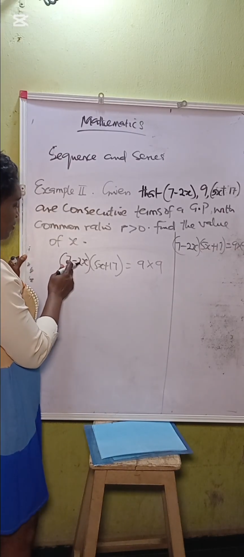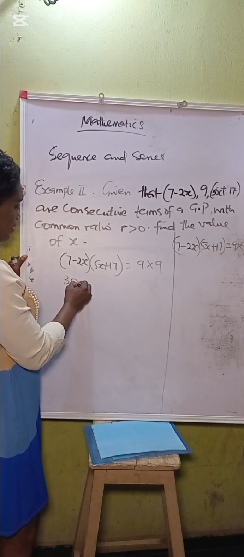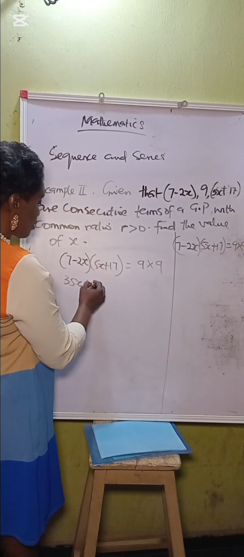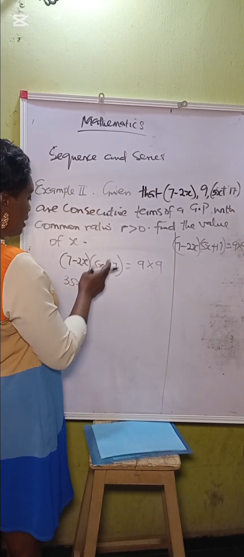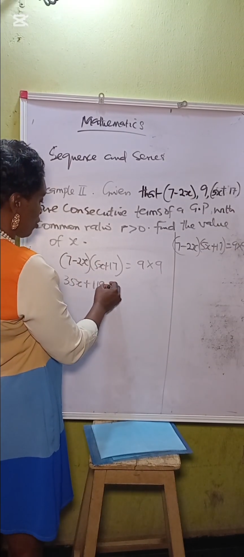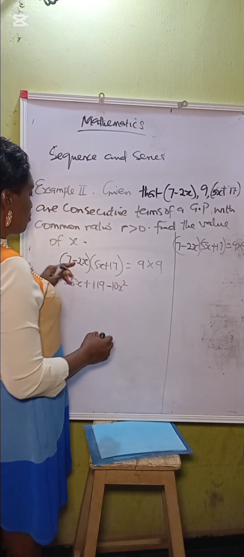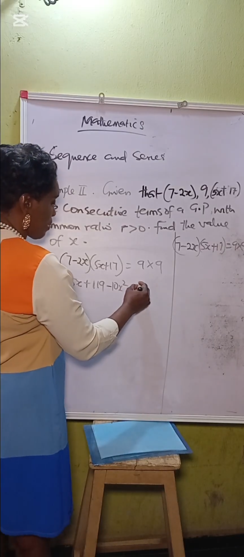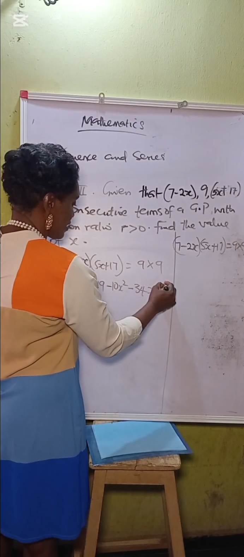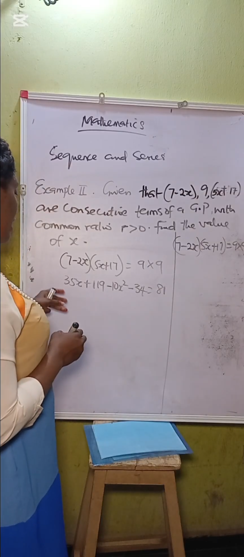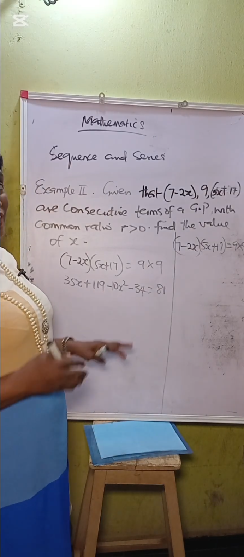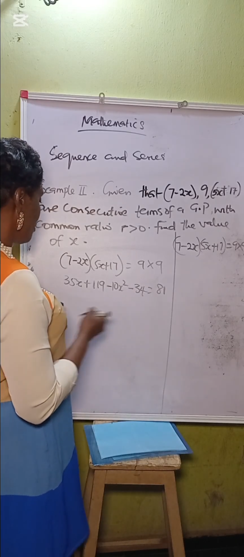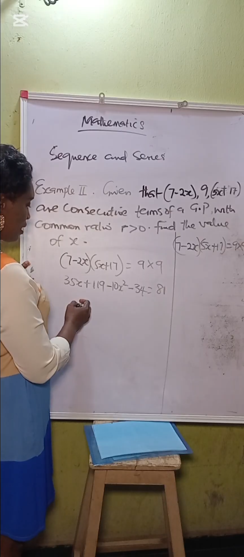So when I do, what do I have? 7 into this will give us 35x. 7 into 17 will give us 119. Now minus 2x times this will give us minus 10x squared. Minus 2x times 17 will give us minus 34, all equal to 81. If you look at this equation now, it's leading us to a quadratic equation.